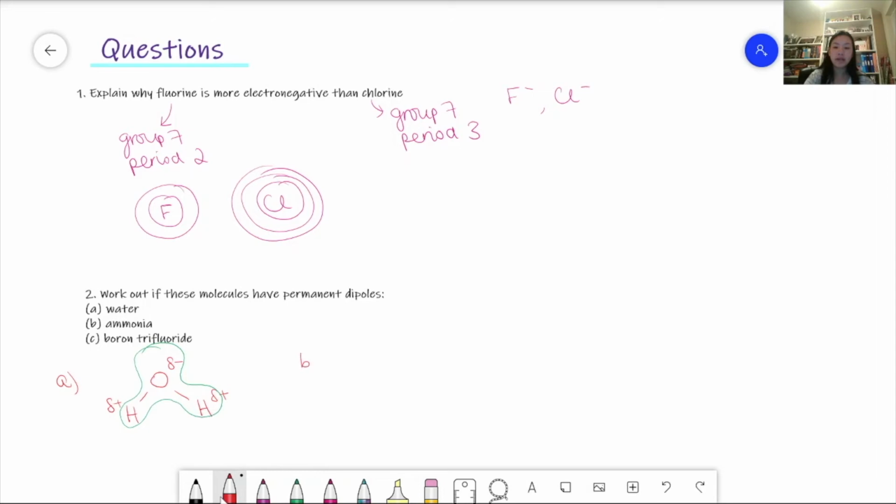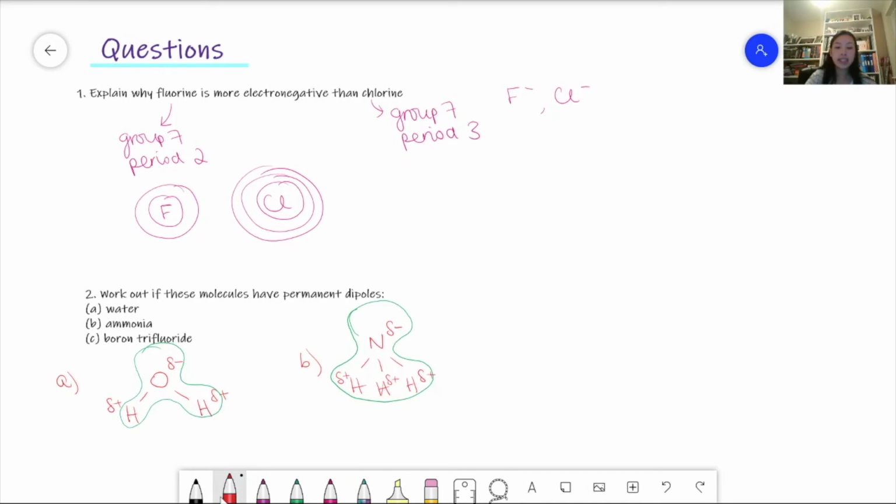So for B, we have ammonia, and ammonia is made up of nitrogen and 3 hydrogens. Again, nitrogen is a lot more electronegative than the hydrogen, so that becomes the delta negative, and then these become the delta positives. So for sure, the bonds are polar, and the molecule is also polar because, again, there's more electrons gathered around the nitrogen compared to the hydrogens. So the distribution of electrons is uneven.